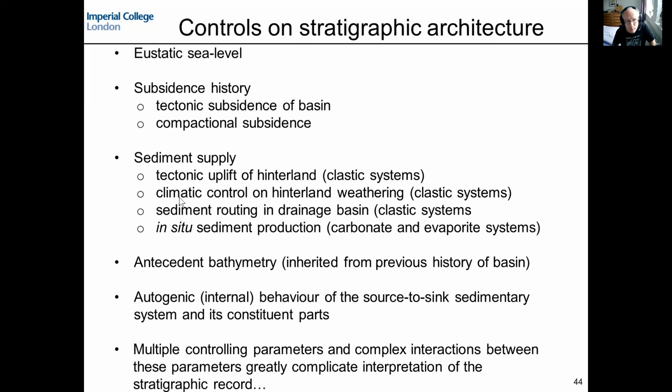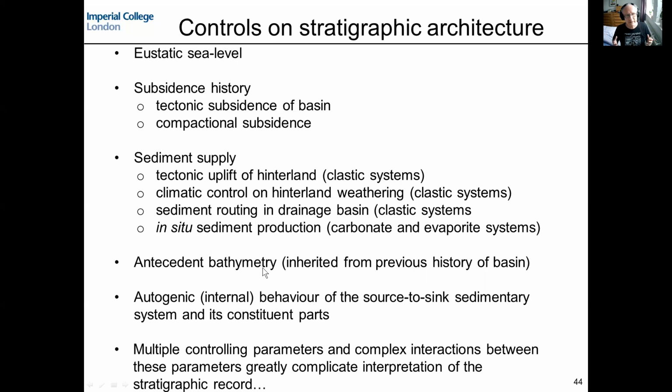Sediment supply, and there are a number of drivers there. That can be uplift of the hinterland, releasing clastic sediment. It can be climate and how that controls weathering of that sediment in the hinterland. It can be how fast or how slowly it takes that sediment from the drainage basin, the hinterland, to actually reach somewhere where we deposit it in the basin. And if we're thinking about carbonate and evaporite sediments, well, they grow or are precipitated in place within the basin. So there's different aspects of sediment supply.